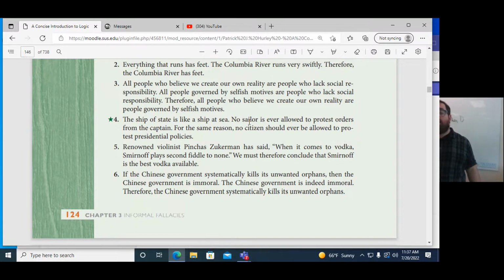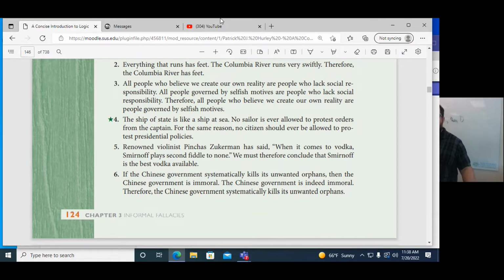So I'll do one more in terms of this section, and then I'll give you 6 through 10 to practice with. So renowned violinist Pinchas Zuckerman has said, "When it comes to vodka, Smirnoff plays second fiddle to none. We must therefore conclude that Smirnoff is the best vodka available." So now, in this section or unit, you have to ask yourself, is there a form being violated in number 5? Pause to consider. No, there is no form that we're adhering to, right?